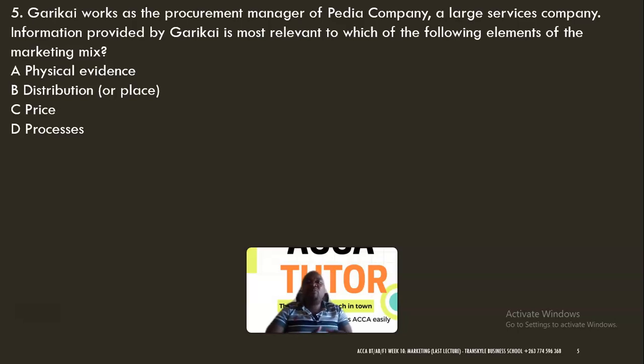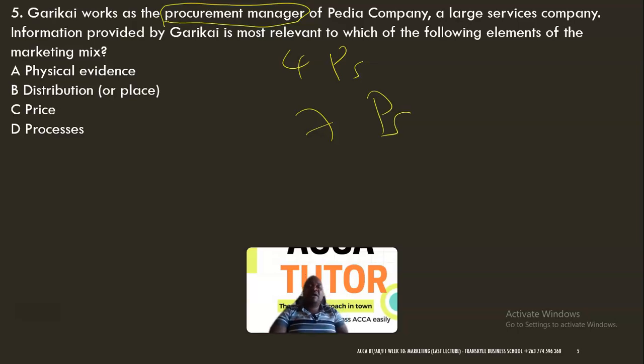Garikai works as the procurement manager of Pedia Company, a large services company. Information provided by Garikai is most relevant to which of the following elements of the marketing mix? Now, this guy works in the procurement department. He's a procurement manager. So his information is going to be instrumental where, remember, the marketing mix has got 4 P's. You know the 4 P's, but there are now 7 P's. All right? You need to know those ones.